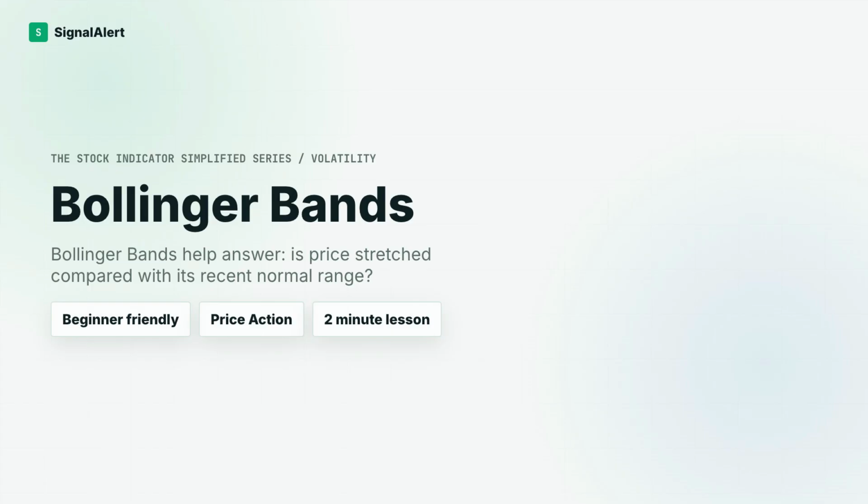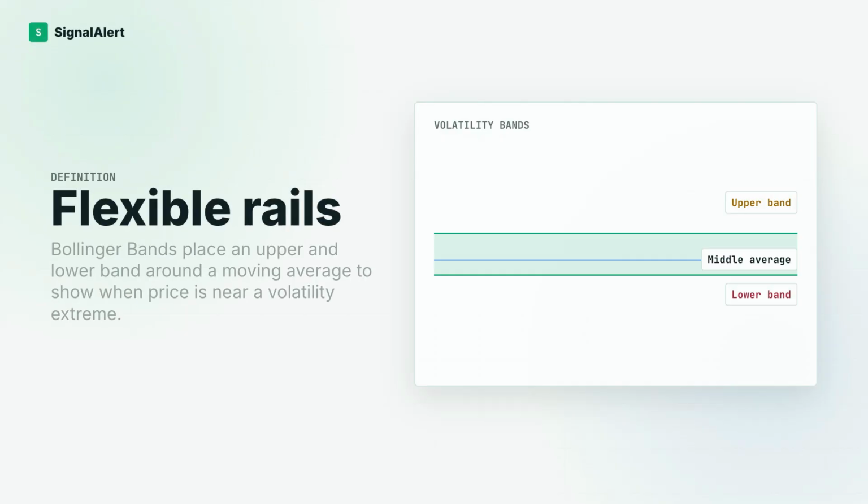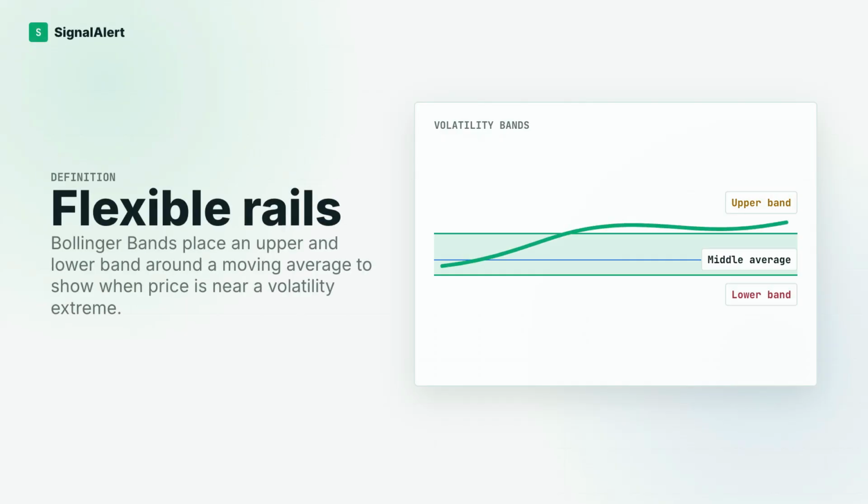Today we are looking at Bollinger Bands. This is our first band-based volatility indicator, so let us keep it simple. Bollinger Bands draw three lines around price. The middle line is a moving average, often 20 days. The upper and lower bands sit above and below that average.